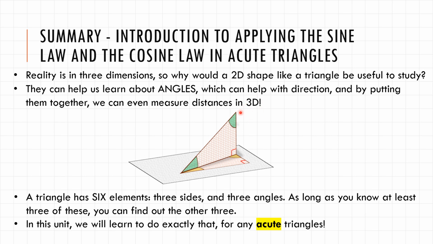Any triangle has six different, well, I like to call them elements. It has three sides, one, two, three, and it has three angles, one, two, three. And as long as you know at least three of these, you can find out all the other three unknown values. The only exception is if you know all three angles, then you can't find out any of the sides. And in this unit, we will learn how to do exactly that for any acute triangles.